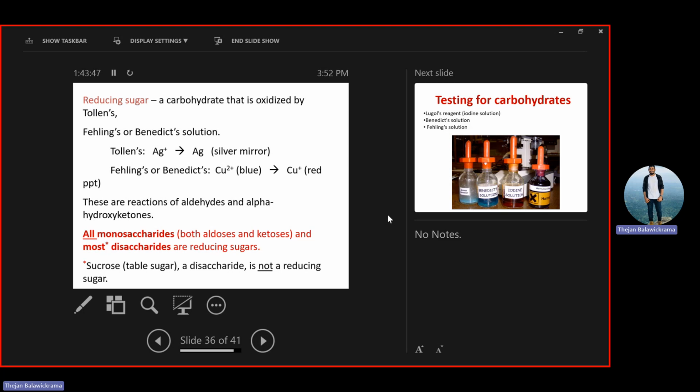These three we talked about: Tollens' test, Fehling's test, and Benedict's test. They are positive for reducing sugar. Not all sugar types are reducing sugars. When we talk about sucrose, it is a disaccharide, true, but it is not a reducing sugar. Sucrose is not going to be positive for these tests.